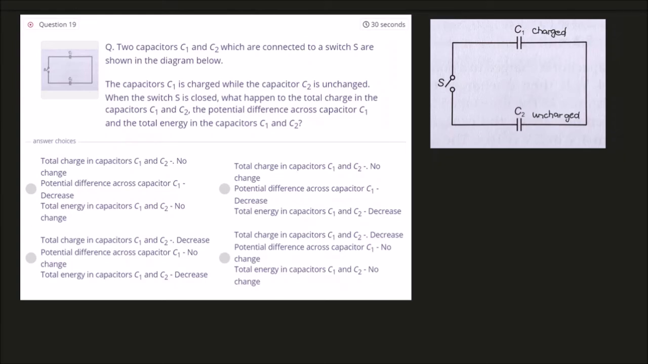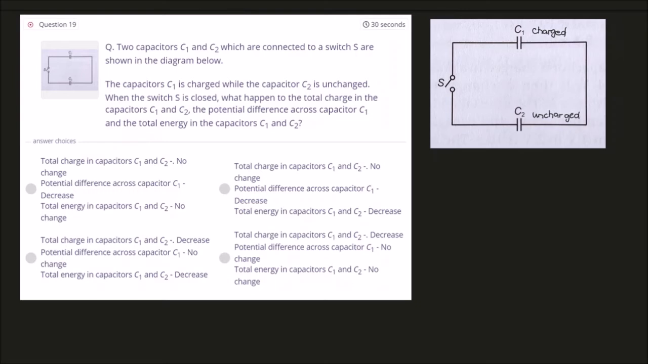When the switch S is closed, what happens to the total charge in the capacitors C1 and C2? The potential difference across capacitor C1, and the total energy in the capacitors C1 and C2. So they ask for three specific things that we need to investigate now.